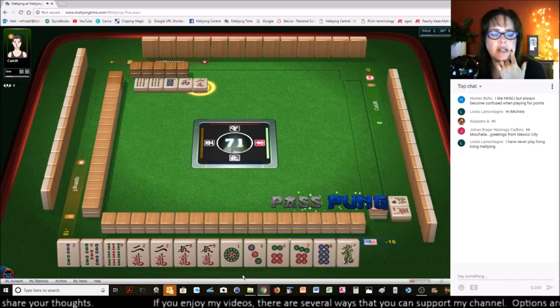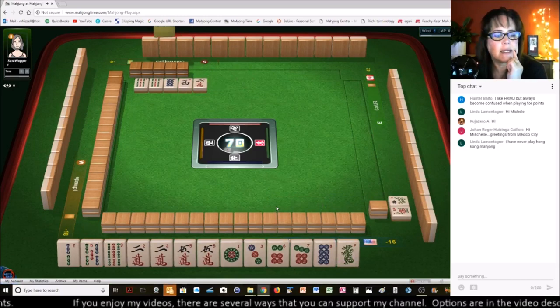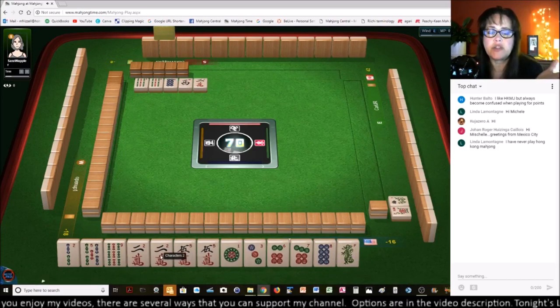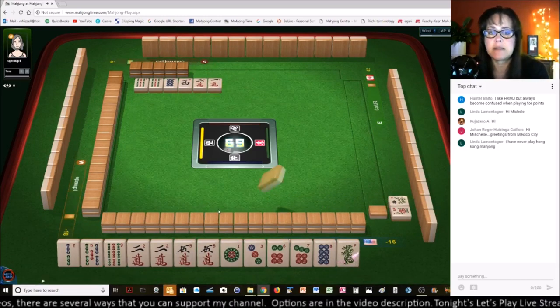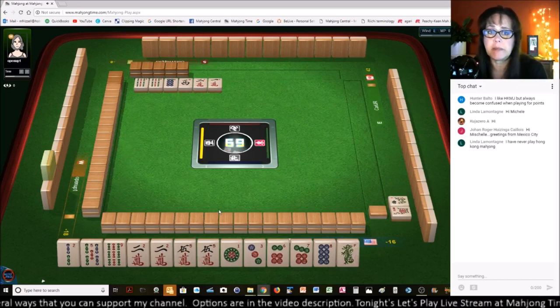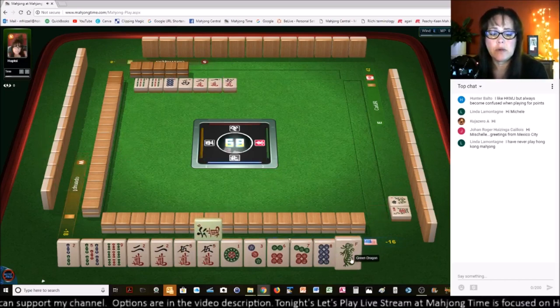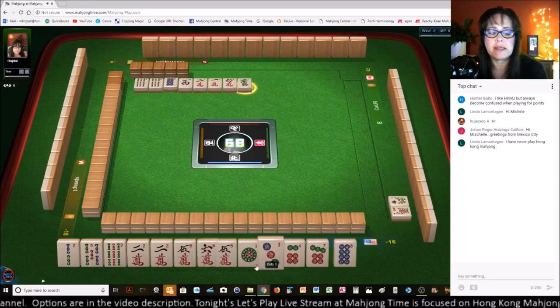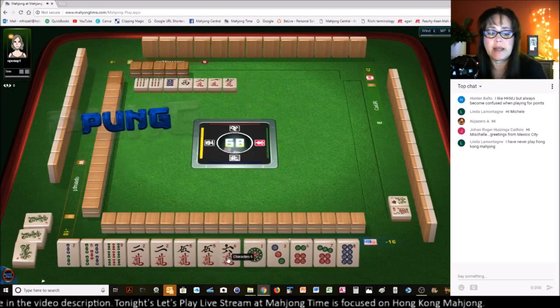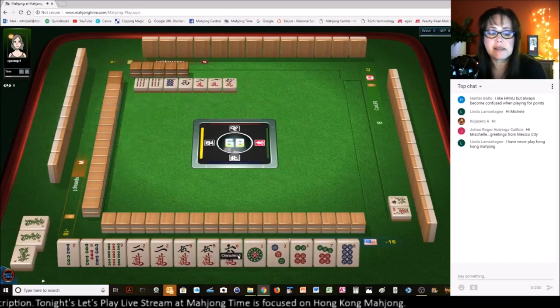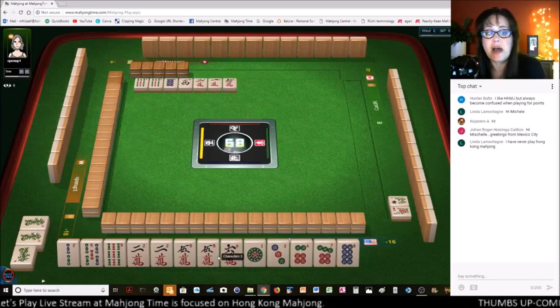Now, the challenge here, I'm going to pass on that. We could have punged it, but we only have two pairs. So I don't want to commit to all pung with only two pairs in my hand. So we have a much better chance of breaking these out into chows, just like what happened here. We just got a 6 crack, which will help me use the 5.